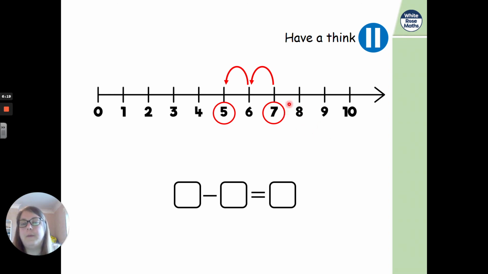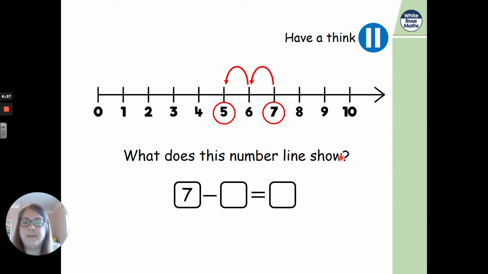So I'll give you a clue. I've started at 7. I've done 2 jumps and I've landed on 5. So what would my number sentence be? It would be 7 take away 2 equals 5. Well done if you said that, guys.